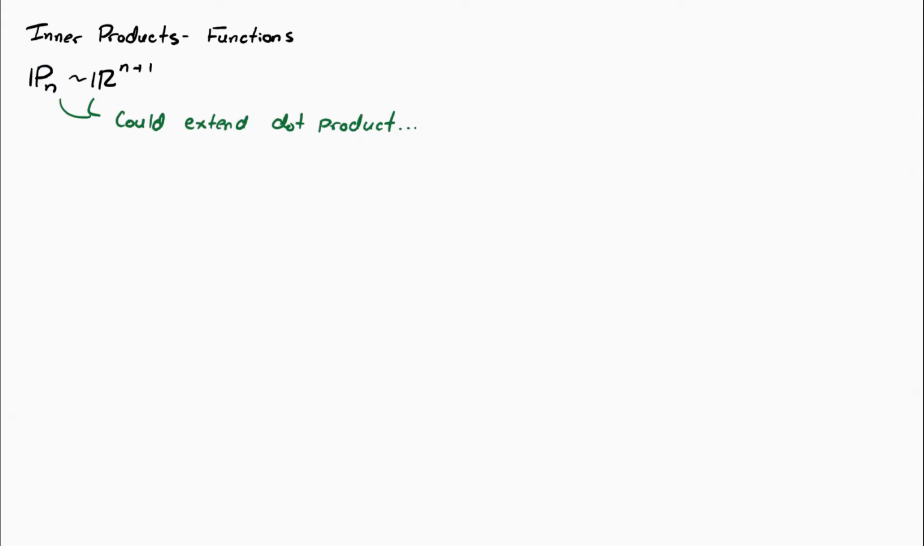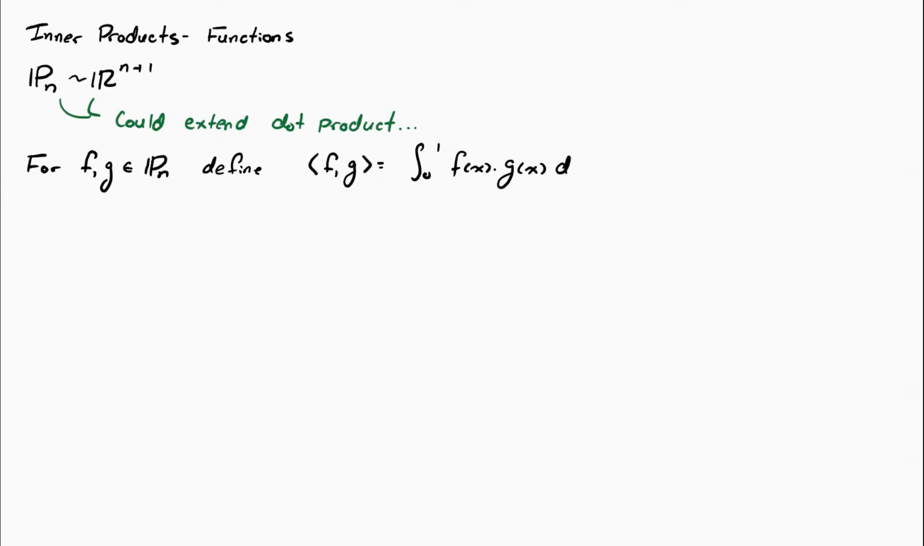In particular, the inner product tells us the length of a vector, and we don't want the length to depend on how the vector is written, i.e. we want the length to be independent of the basis. It turns out the inner product of two vectors, f and g in Pn, is the integral from 0 to 1 of f of x times g of x. This is the extension of the dot product.